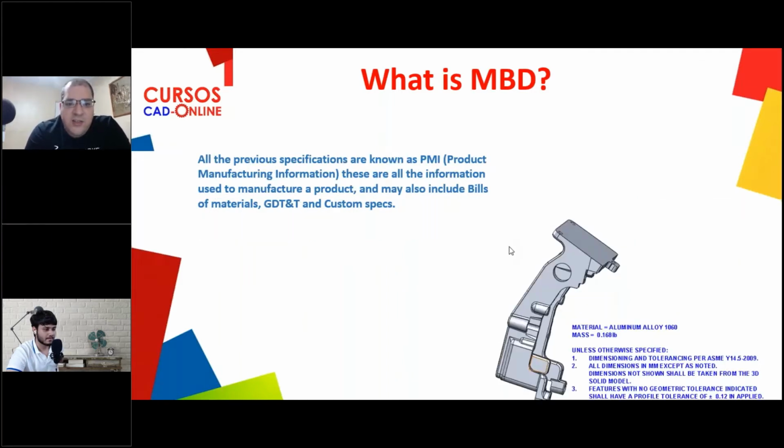All the specifications that make you manufacture a product are known as PMI, or Product Manufacturing Information, and this includes dimensions, bill of materials, GD&T, specs, side notes, and all the information that you may need for manufacturing, even machining, assembly, painting, post-processing like thermal treatments, or whatever you may need for the manufacturing of the product or the assembly that you intend.